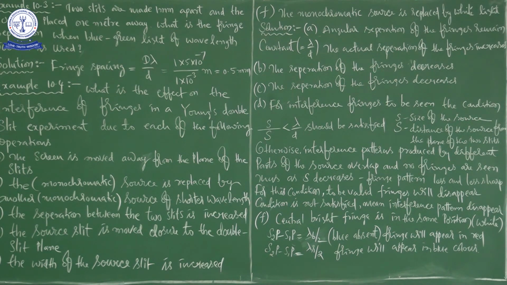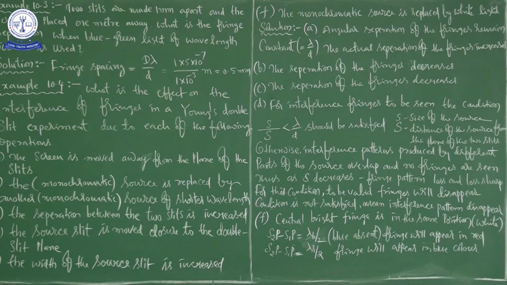Next, the central bright fringes of different colors are at the same position. So there is no change in the position of the central bright fringe, and that is also white. So when you replace this monochromatic source with white light, the position of the central bright fringe will not change, and that is also white light.